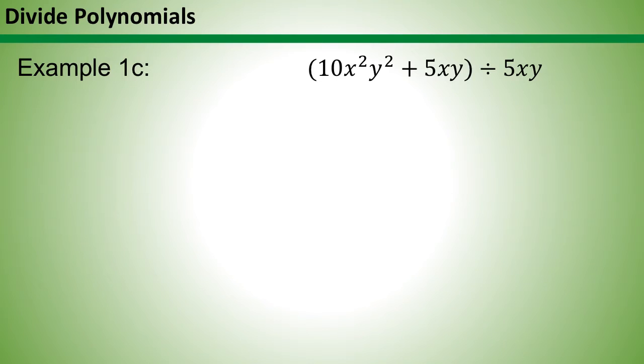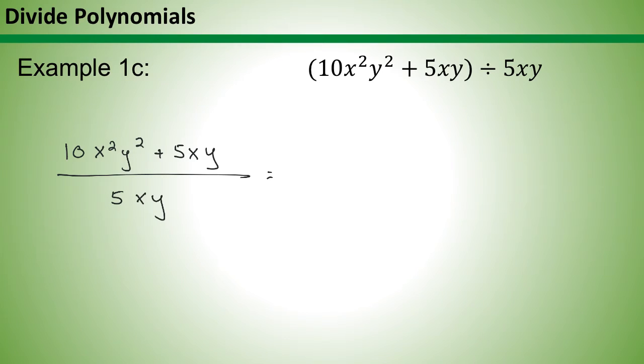Here's another one. We've got more variables here, but really it's the exact same thing. Okay, so let's just write it out so we can visualize it a little bit better. So we've got 10x squared y squared plus 5xy over 5xy. Okay, so again, we're going to break it apart here. So I've got 10x squared y squared over 5xy plus 5xy over 5xy.